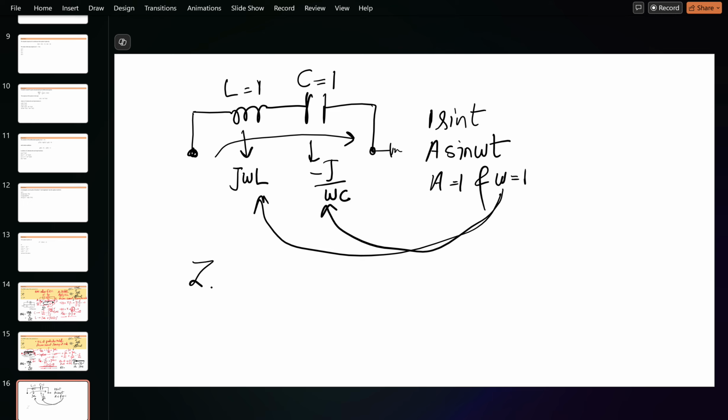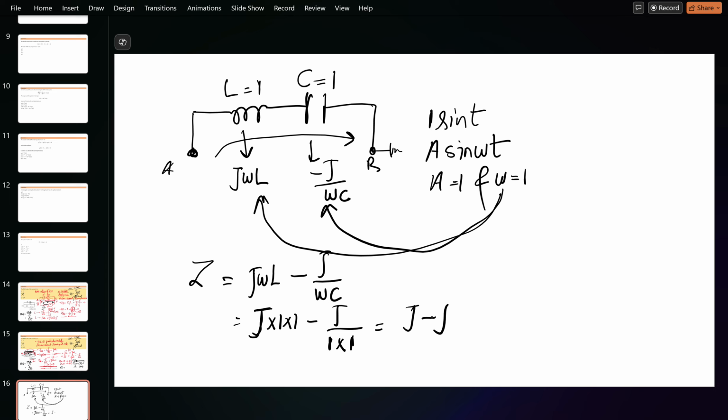So if you see the Z of this line, ZAB, it will be the inductor and capacitor, which is j omega L plus minus j upon omega C. So omega was 1, L is equal to 1, it became j multiplied by 1 multiplied by 1, minus 1 divided by omega, which is also 1, multiplied by C, which is 1. So it becomes j minus j. So it becomes 0. Okay, this got cancelled.